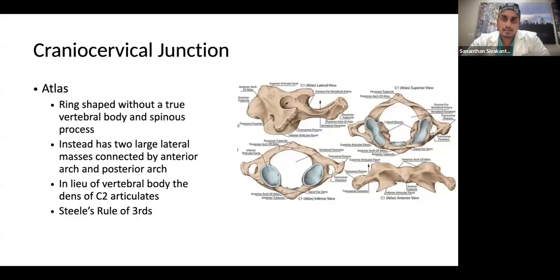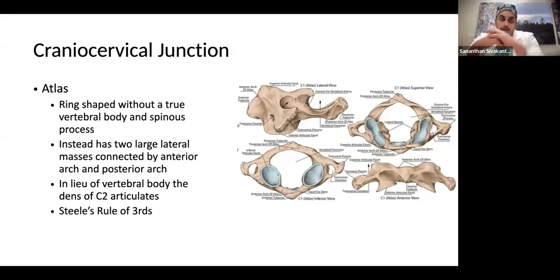If we move further down, the atlas is a ring-shaped bone without a true vertebral body and a spinous process. Instead of a vertebral body, it has two paired lateral masses that are connected by an anterior arch and a posterior arch. In lieu of the body, there's the dens of C2, which articulates at the facet for the dens.